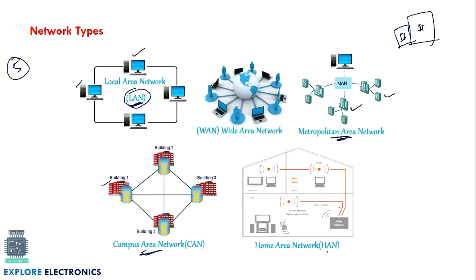And within the home we will have some systems connected wirelessly, a wired phone is connected, that will be called a home area network. And all the systems in the outside world, if connected to the internet, then it will be called a wide area network, where the network range is very high.